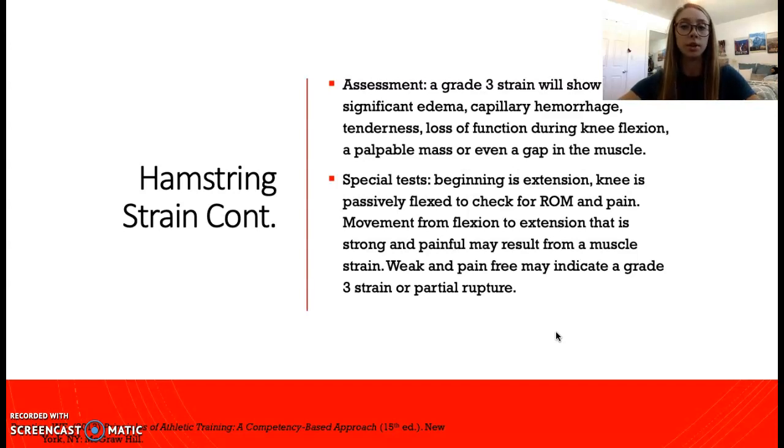Special tests you can do for this are, beginning in extension, the knees passively flex to check for range of motion and pain. Movement from flexion to extension that's strong and painful might be a strain, whereas if it's weak and pain-free, it might indicate a grade 3 strain or partial rupture.